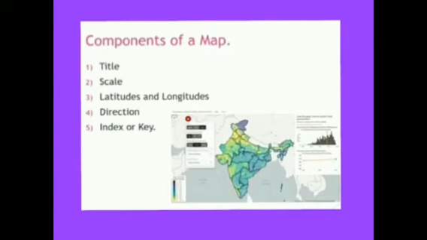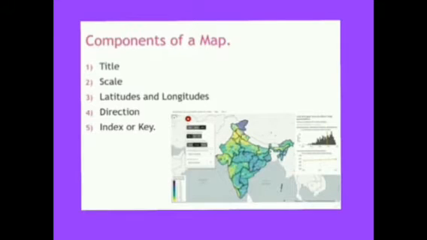Next we'll go to the components of the map, that is the title, the scale, latitudes and longitudes, direction and index or key. These are all the basic components of a good map. First we'll know about title. Every map must have a suitable title which tells us the content of the map. Example, India physical features, India political, etc.